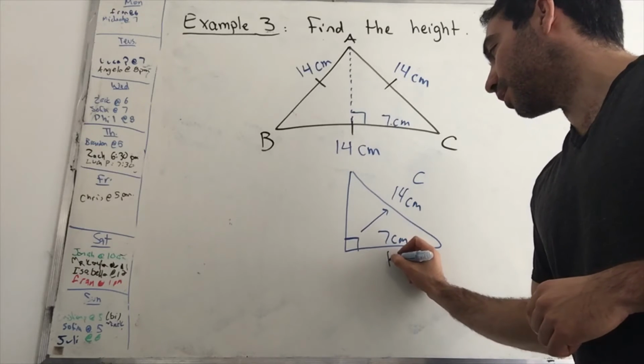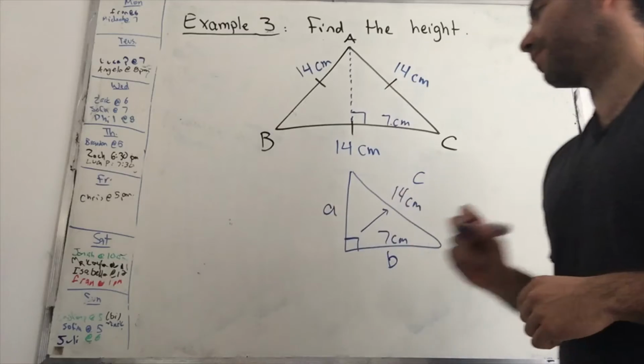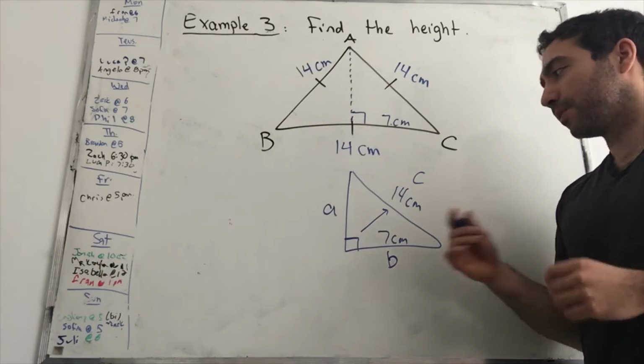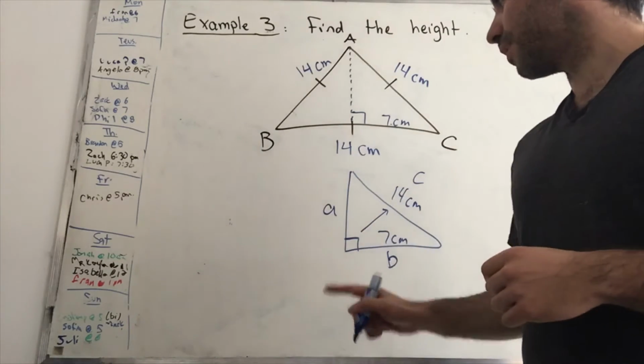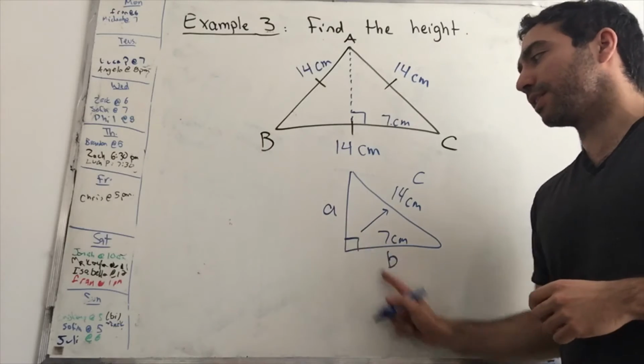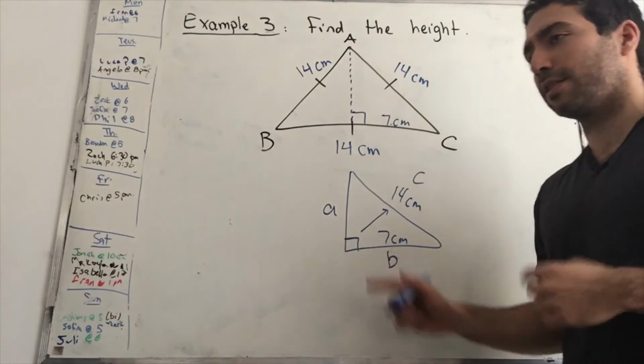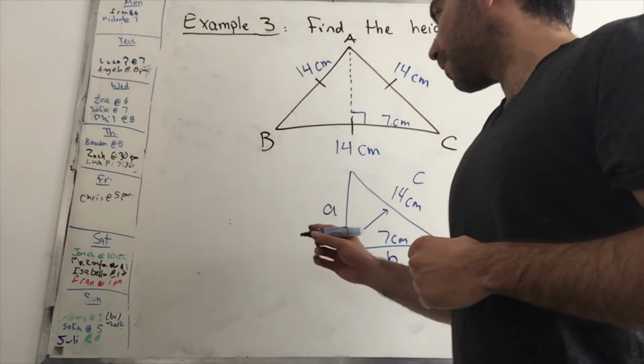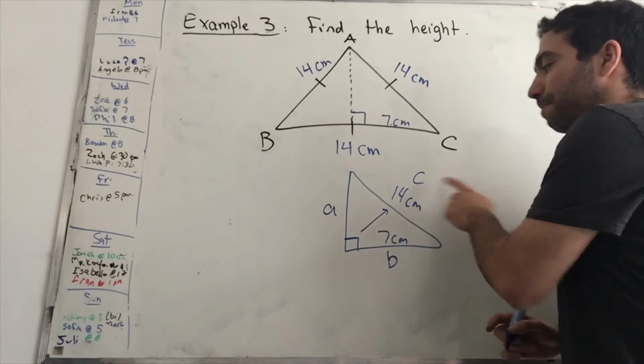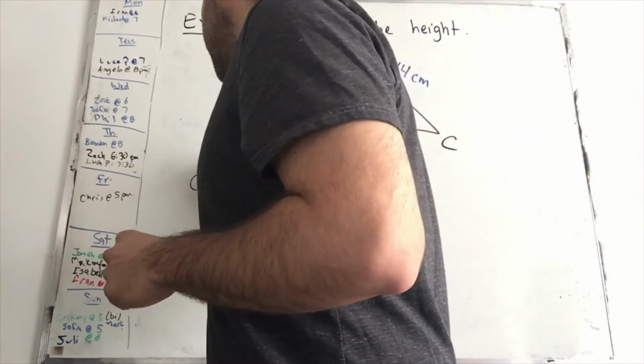We have, let's say, C, and we're looking for A. So let's go ahead and solve for A. Notice I switched A and B from the last example, but it doesn't matter because these are the legs. It doesn't matter what you call them. The only one that matters is the longest side is C. So let's apply Pythagorean Theorem.